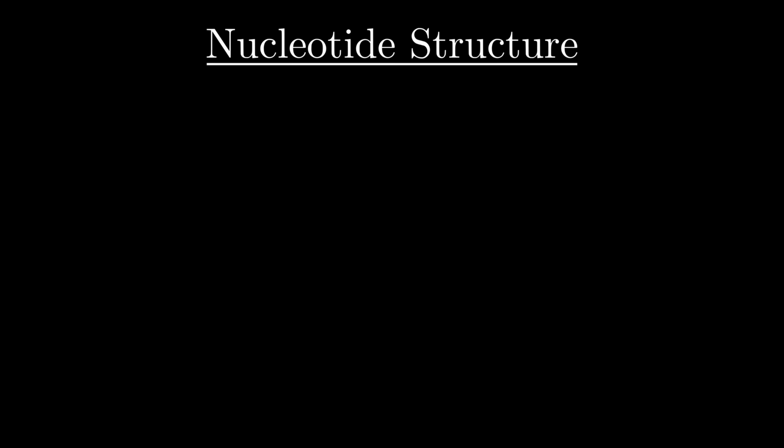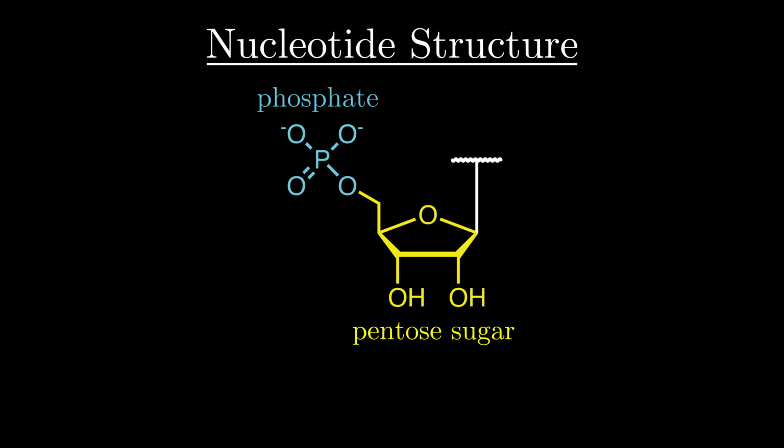Okay, so at this stage we know that nucleic acids like DNA and RNA are made of nucleotides. But what is a nucleotide? Well, there are 3 basic parts. We have phosphate. This is the same in all nucleotides. Then there is a pentose sugar attached to the phosphate.